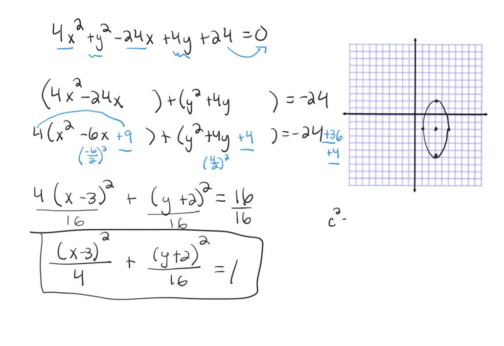And to find the foci, c squared equals 16 minus 4. So c equals plus and minus square root of 12, which is about 3.5. So on the major axis, 1, 2, 3.5. Pretty close to the vertices there and there. So there is your full lesson on graphing ellipses. Good luck with your lesson.